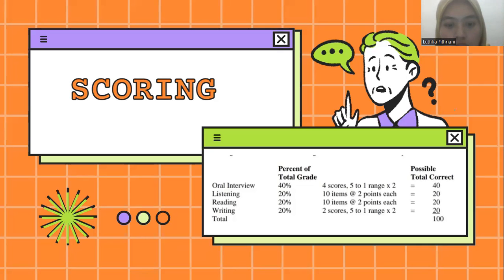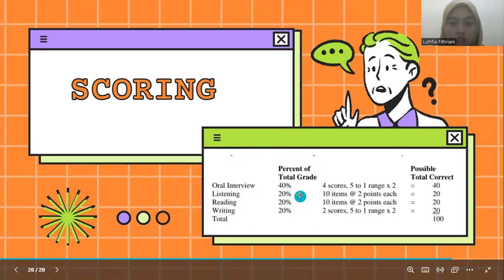For example, we are going to assign scoring for an integrated skill test that focuses on listening and speaking skills with some attention to reading and writing. Our decision about scoring can be like the example, as you can see on the screen. Since we focus on listening and speaking, the percent of total grade for the oral interview or speaking is 40%, and for the rest, listening, reading, and writing are 20% each.